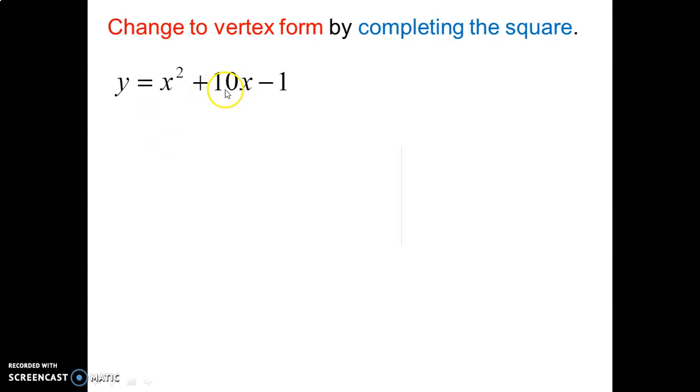Let's look at a standard form equation and how to change it to vertex form by this process called completing the square. So here we have a standard form. We notice that it's not a perfect square.